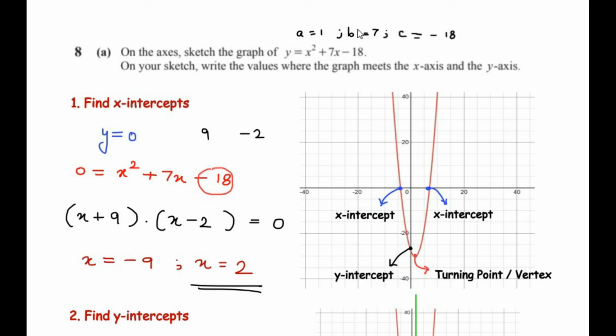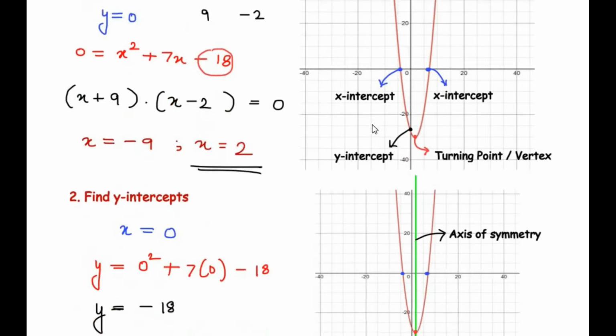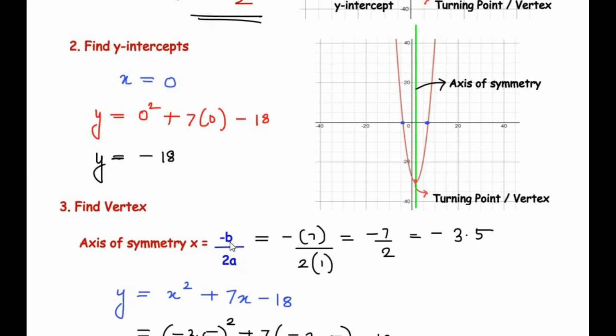Since in the formula we need just b and a, we are going to substitute the value of b as 7 and a as 1 in this formula. So axis of symmetry x, that is we are going to get the x coordinate now of this line, is equal to minus b. So minus b was 7 divided by 2 times a, which is 2 times 1. So this will give us the x coordinate, that is minus 7 over 2. Writing it as a decimal, we get it as negative 3.5.